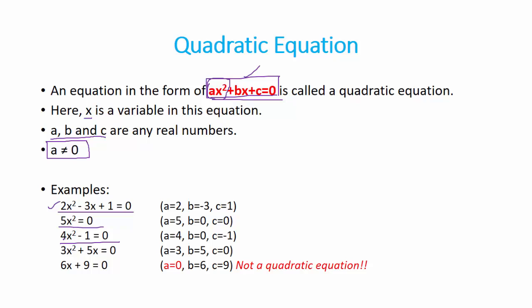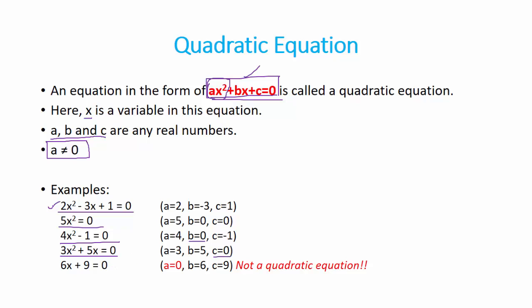It also satisfies the standard form ax square plus bx plus c is equal to 0, where a is 4 and c is minus 1, and the x term is 0, and that is why here b is 0. The next example is 3x square plus 5x is equal to 0. Here it is also a quadratic equation with a equal to 3, b equal to 5, and the last term is 0 here, and that is why c is equal to 0.